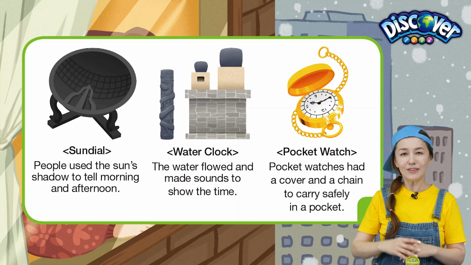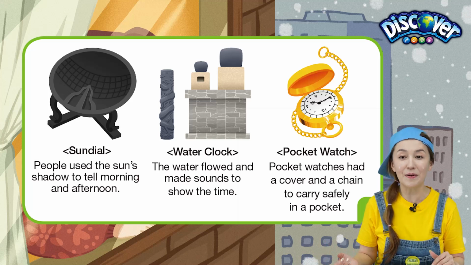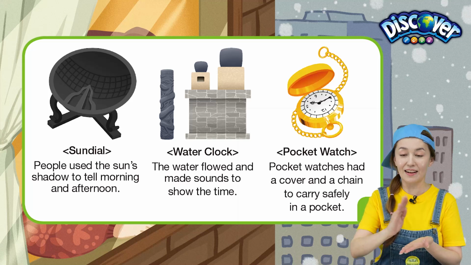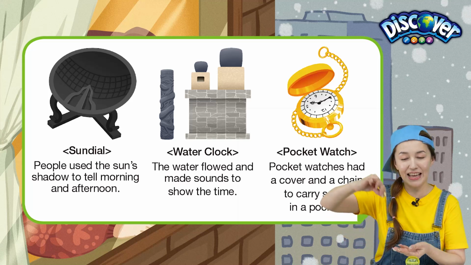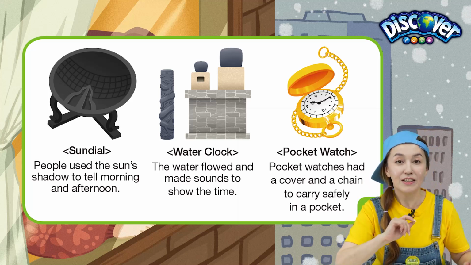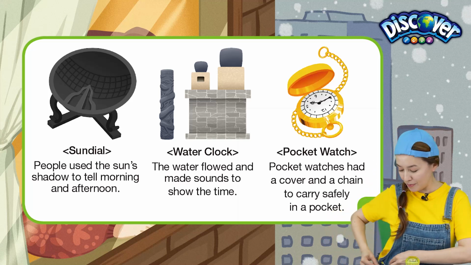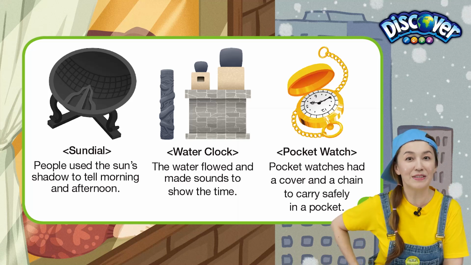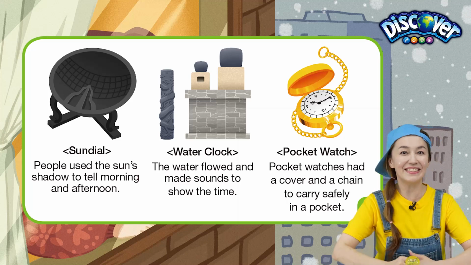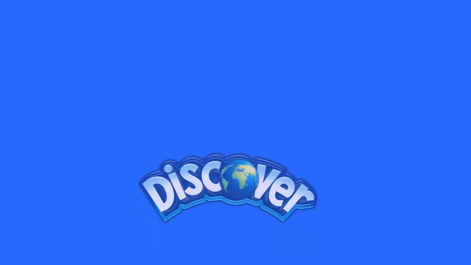And not too long ago, maybe 100 years ago, people used to use a pocket watch. Pocket watches had a cover and a chain to carry it safely in your pocket. Here's a tip. Do you know when you wear blue jeans, there's a small little pocket here? That was first made to put a pocket watch inside. Interesting, right?